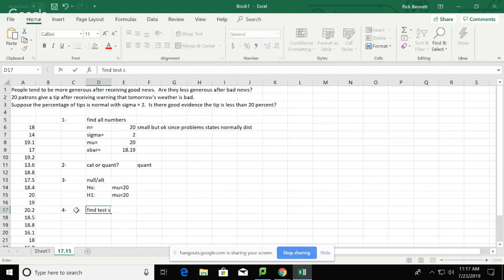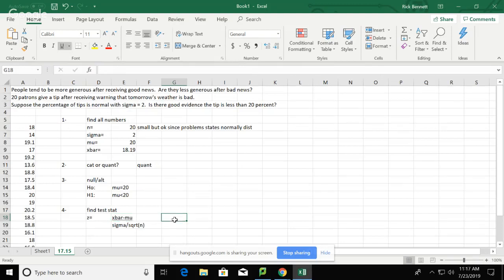Find the test statistic. That means find the value as well. Aaron, what equation am I using for this? Step 4 is equal to x bar minus mu over sigma divided by the square root of n. Perfect, okay. I'll underline that.